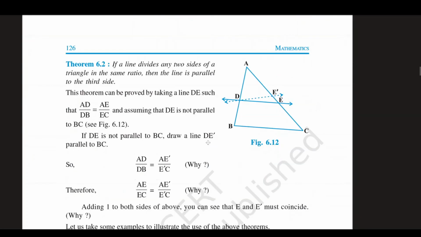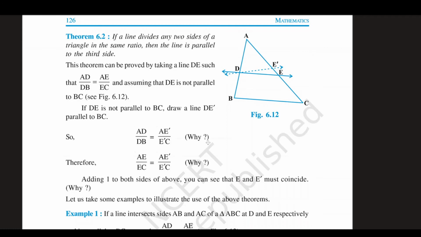So we move on to theorem number 6.2. The statement is, if a line divides any two sides of a triangle in the same ratio, then it must be parallel to the third side. We will be proving this by contradiction.